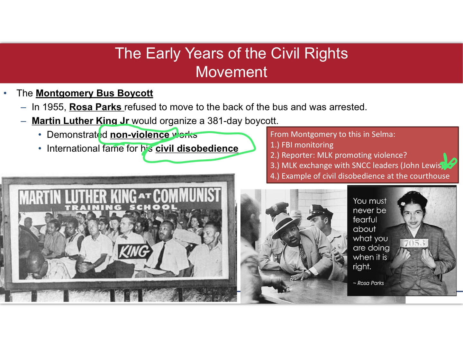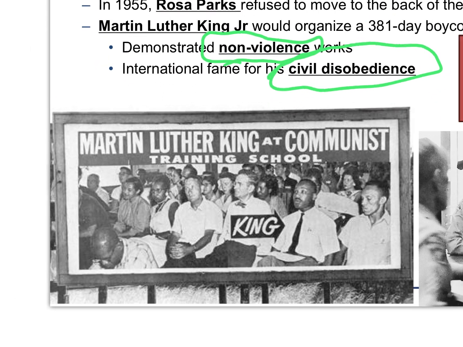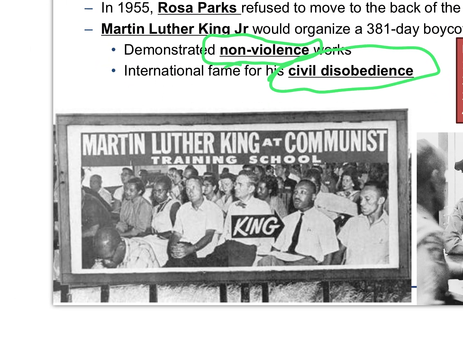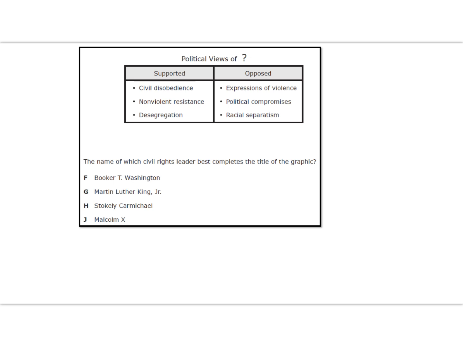He starts here with Montgomery. Not Martin Luther King, he's communist. This is actually at NAACP training, and somebody took this picture, and then the people that hated Martin Luther King were like, he's communist. He's at a communist training. It's a billboard. It's an actual billboard. Science works.